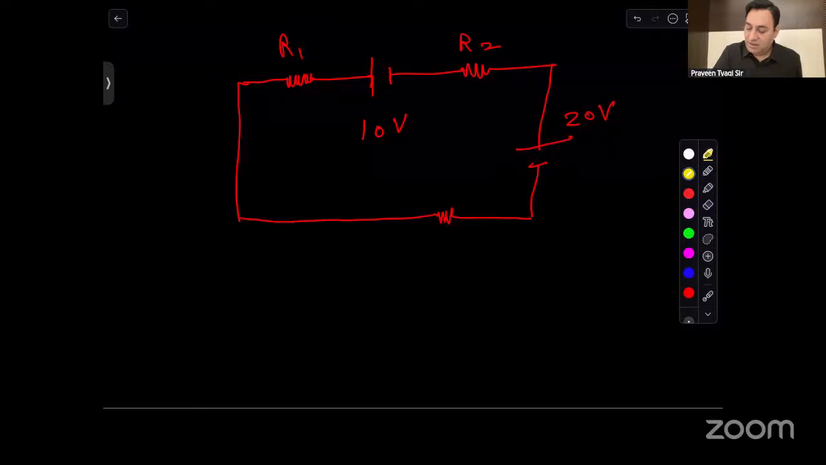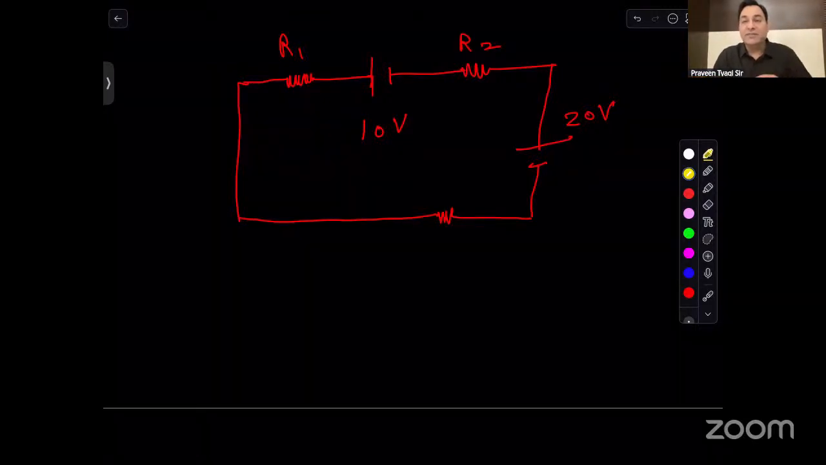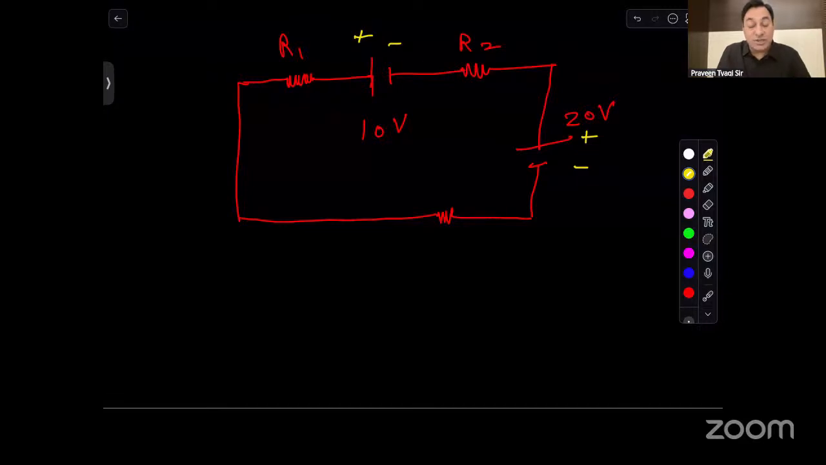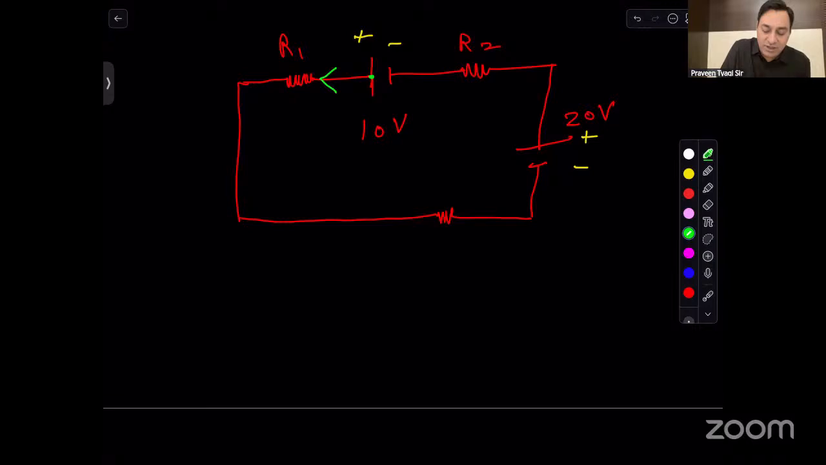We can assume the current to start in any direction. If the current was actually not in that direction, it will come out to be negative. So you don't have to worry about which battery is positive and negative here. This is a 10-volt battery, this is a 20-volt battery. This battery will push charge more, this battery will push charge less. You don't have to get into that confusion. Now, just assume some current I1 started from this battery, from this point. And this I1 current is flowing through this resistor.